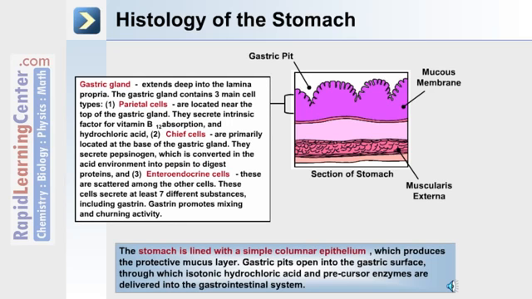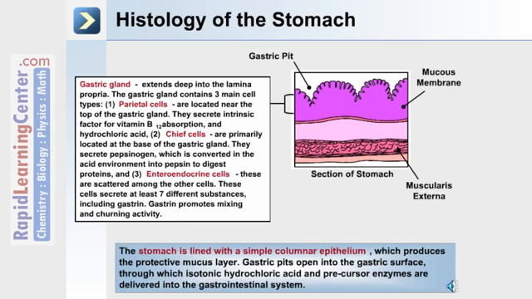The parietal cells are located near the top of the gland, and they secrete intrinsic factor for vitamin B12 absorption and hydrochloric acid. Chief cells are primarily located at the base of the gastric gland. They secrete pepsinogen, and this is converted in the acid environment into pepsin to digest proteins.